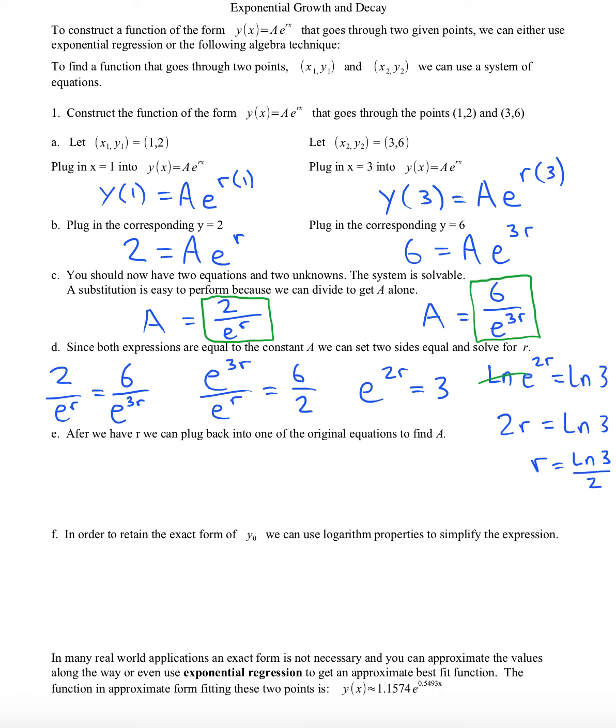Now that we have r, we can plug back into one of the original equations to find a. I'll go with this equation, which would make it quite easy. It's already solved for a. We have to plug in our value of r. Okay, so this is approximately 1.1574.